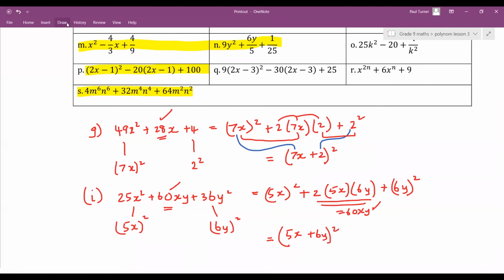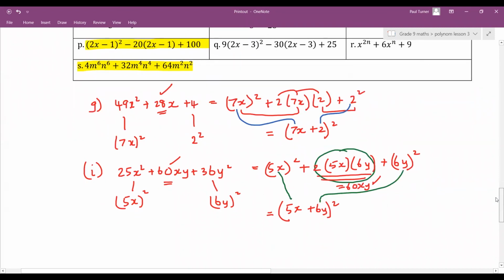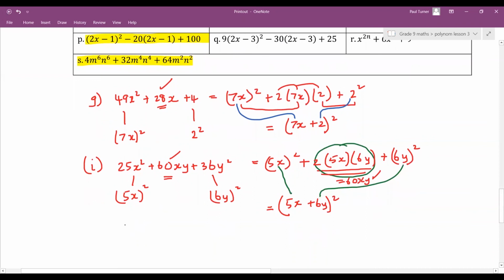Okay, so remember the first term goes here, the second term goes here. This middle term, you can't see it, it's inside, all right? So some students get a bit confused with this, but that middle term is actually inside this perfect square. You can't see it anymore. So first term, second term, all squared, like that. What about S? P is like the one I showed earlier, but S, let's do S. 4m6n6.